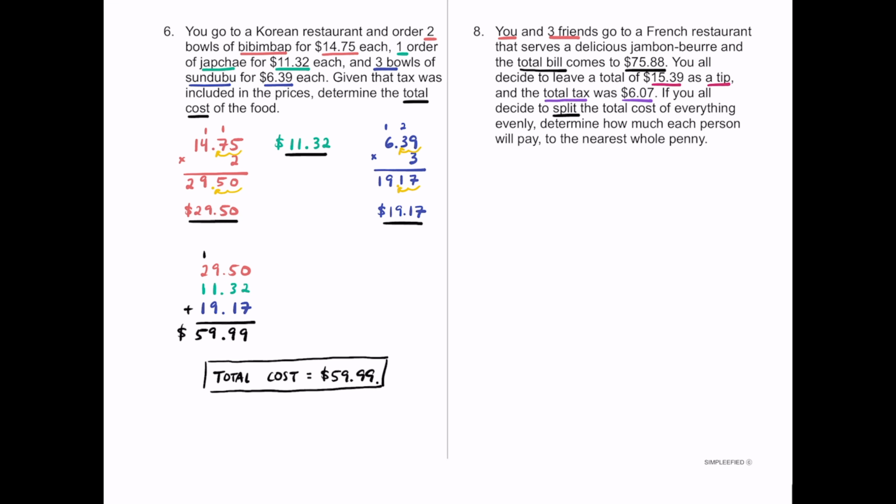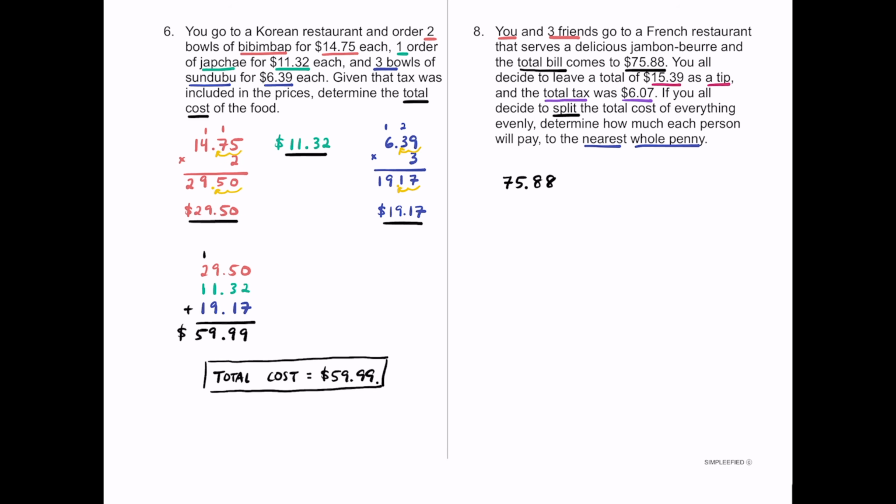Split the total cost of everything evenly, determine how much each person will pay to the nearest penny. So keep in mind that we may have to do some rounding here, and so we have to round to the nearest whole penny. Okay, so let's see. We have the food. The total bill is going to be $75.88. That's for the food.